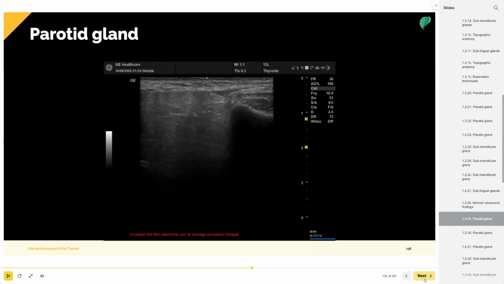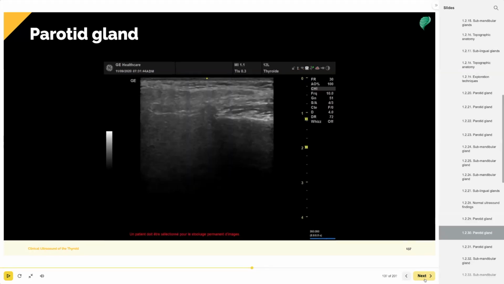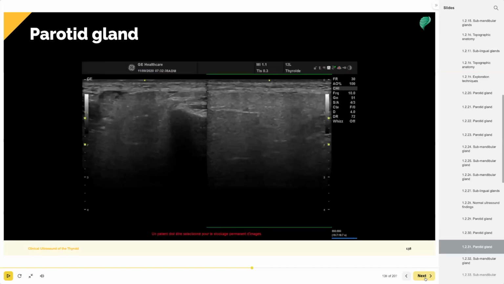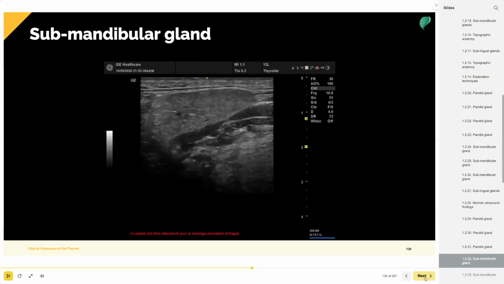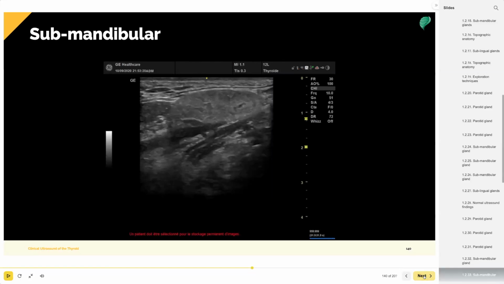Okay, so we are going into the images now of the parotid glands. Here's another image of the parotid glands. And this is another image. And as you can see, it does have a similar echo texture to the thyroid. This is the submandibular gland, as you can see right here. This is another image of the submandibular gland. These are the borders.